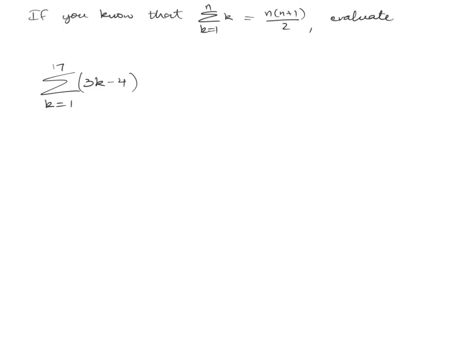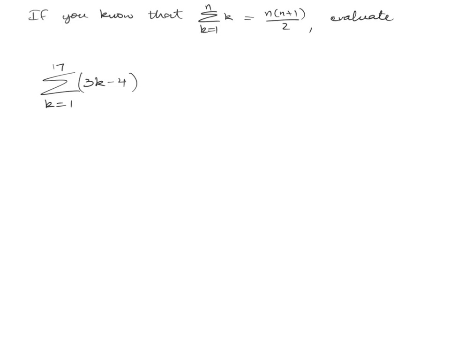So here is a sum I want to calculate. And what I could do is write down 17 different terms: 3 times 1 minus 4, 3 times 2 minus 4, 3 times 3 minus 4, etc., until I get to 3 times 17 minus 4, and then add them all up. But that's kind of annoying. That's a lot of work. So let's see if we can simplify this.